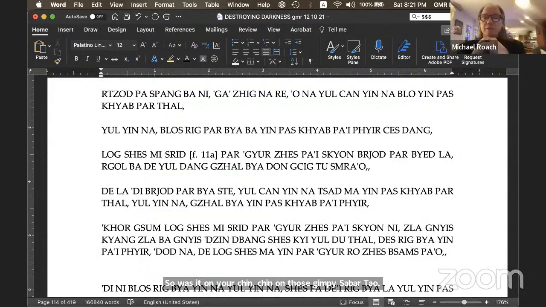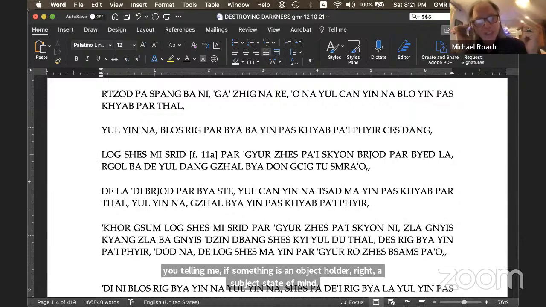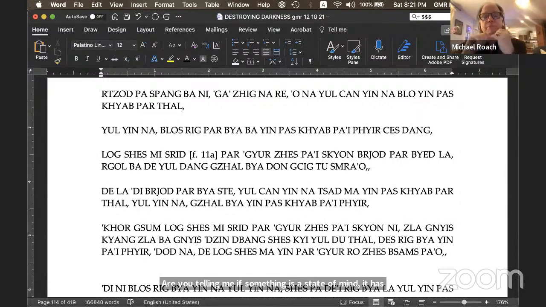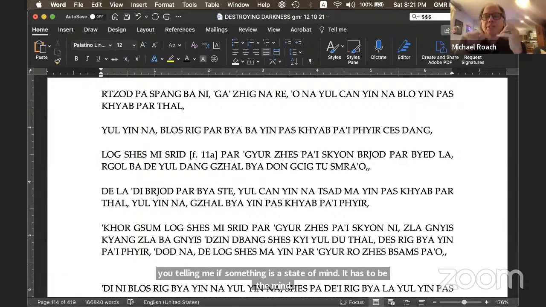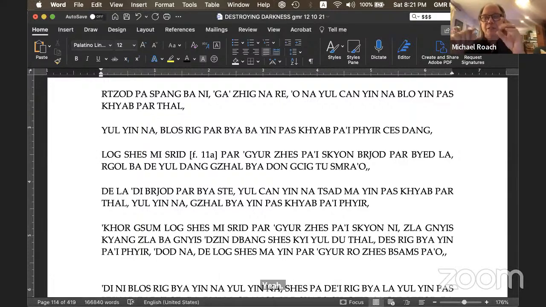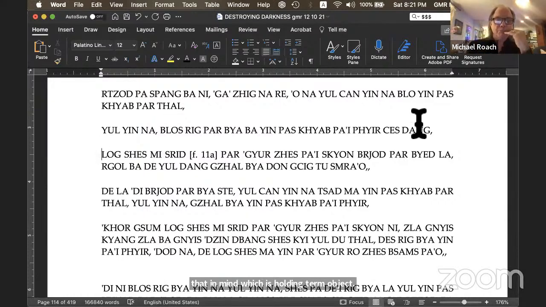Are you telling me if something is an object holder, a subject state of mind, it has to be the mind? If you say something is an object, a subject state of mind which is holding to an object, is it always mind? Yes. Why? Because you said in your Rang Luke that if something is an object of perception, it must be perceived. It must be something that the mind perceives.